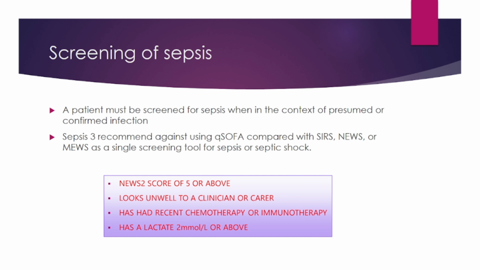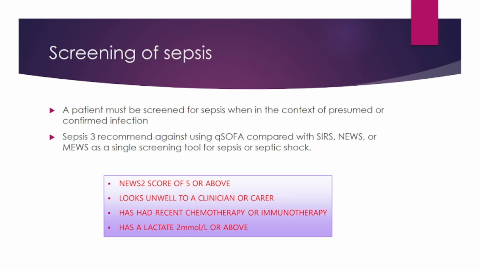Now, when a patient comes to the emergency department, we are getting unclassified patients. A patient coming with hypotension could be anything, as Dr. Mahin said. The important thing is that we have to screen the patient in the context of presumed or confirmed infection. Sepsis-3 recommends against using qSOFA compared with SIRS, NEWS or MEWS as a single screening tool. As Dr. Mahin clearly mentioned, there is no single screening tool for us to diagnose sepsis.